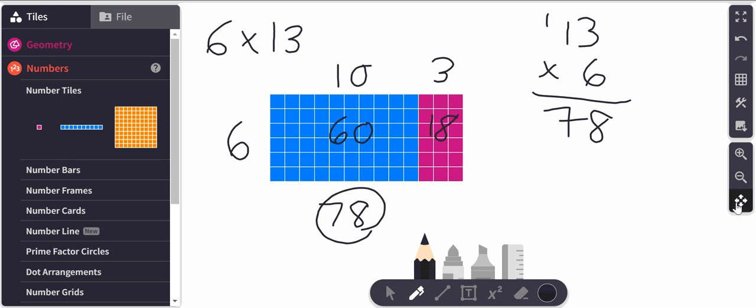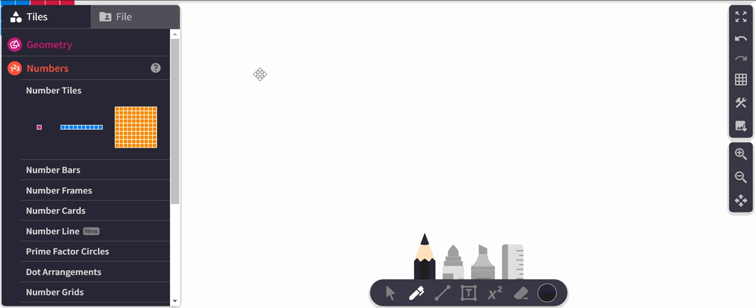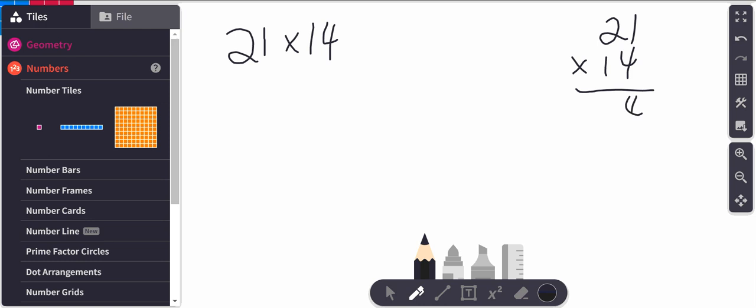Okay, so now let's look at a different problem. So let's look at 21 times 14. So again, if I were doing that in the abstract way, I might write it out like this. I'd say 4 times 1 is 4, 2 times 4 is 8. I'm going to put my placeholder there. 1 times 1 is 1, 1 times 2 is 2, and then I'd add everything up, okay? And I'd get 294.